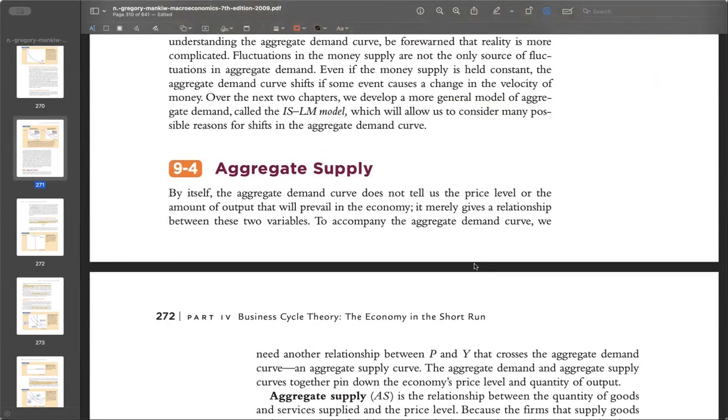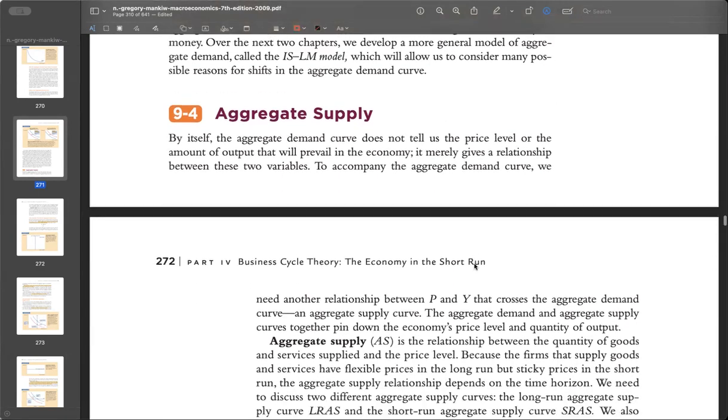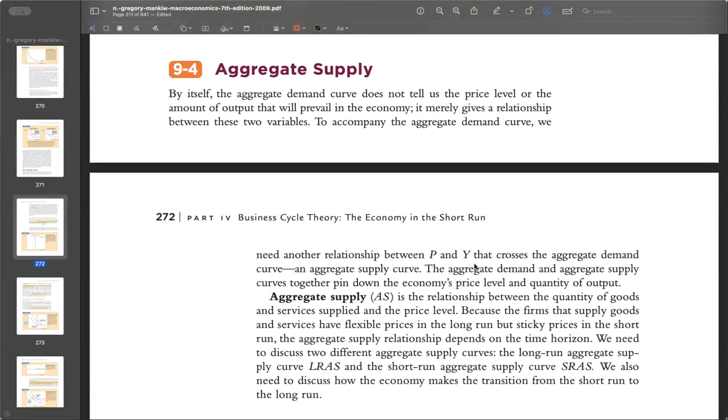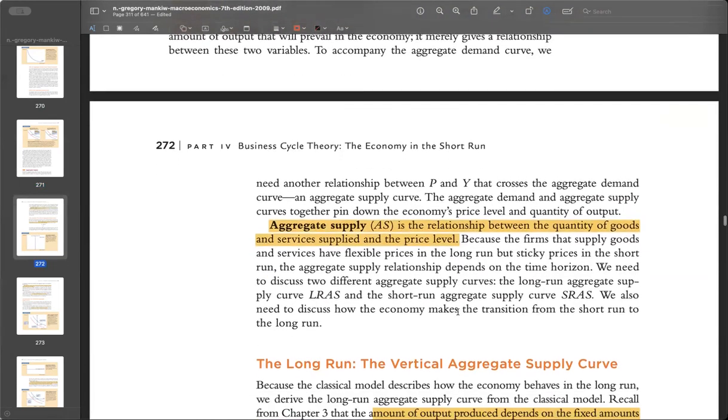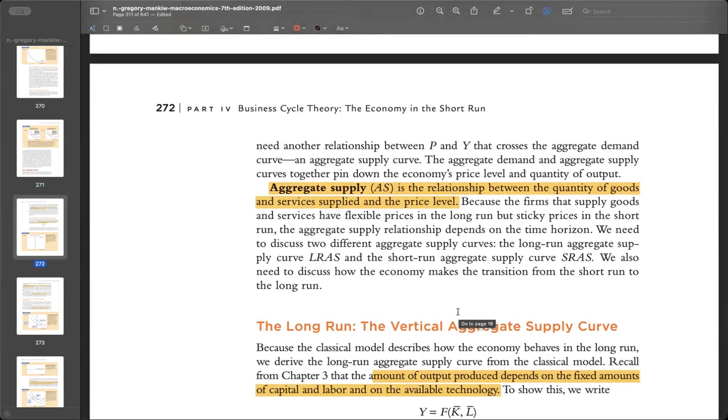The difference is that in this lecture, which will be one video, and then chapter 13 will be its own video, we are now thinking harder about aggregate supply. By itself, aggregate demand is not enough, and we'll need aggregate supply. Aggregate supply is the relationship between the quantity of goods and services supplied or produced and the price level. Here we will use the sticky price assumption: some firms in the short run will have sticky prices, but in the long run, all prices will be flexible. That's the key idea.